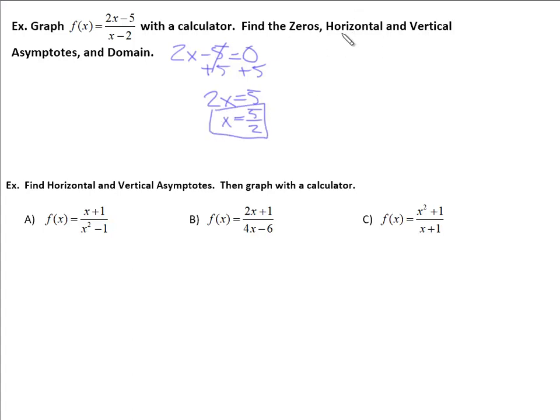To find my horizontal asymptote, we'll come back to that. Let's do the vertical asymptote. Typically that's easier. The vertical asymptote is the one that gives us division by 0. So my vertical asymptote, what's going on with my pen here? My vertical asymptote is x minus 2 equals 0.